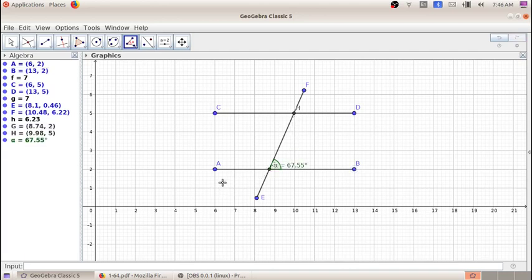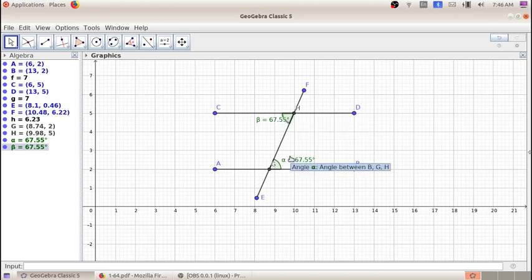BGH, this is one angle, and CHG, this is the other angle. So I will place it properly using the move tool. This one and this one. Now is it clear, right? So these are alternate angles.